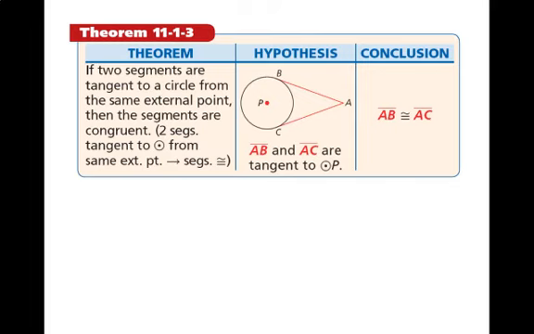Another theorem we need to discuss is that if two segments are tangent to the same circle and they're from the same external point, then those segments are congruent. So in this diagram here, since AB and AC are both tangent to circle P and they both come from point A outside of the circle, we know that AB is congruent to AC.